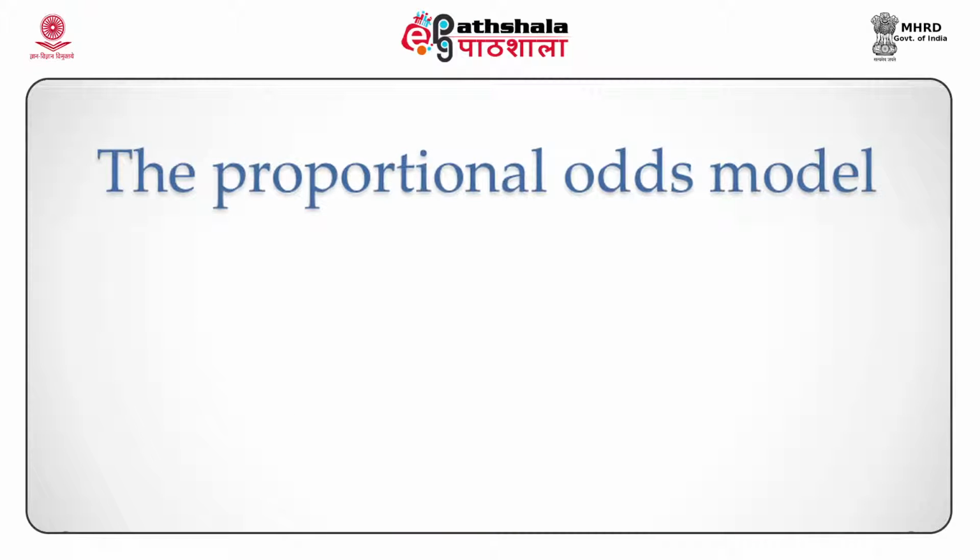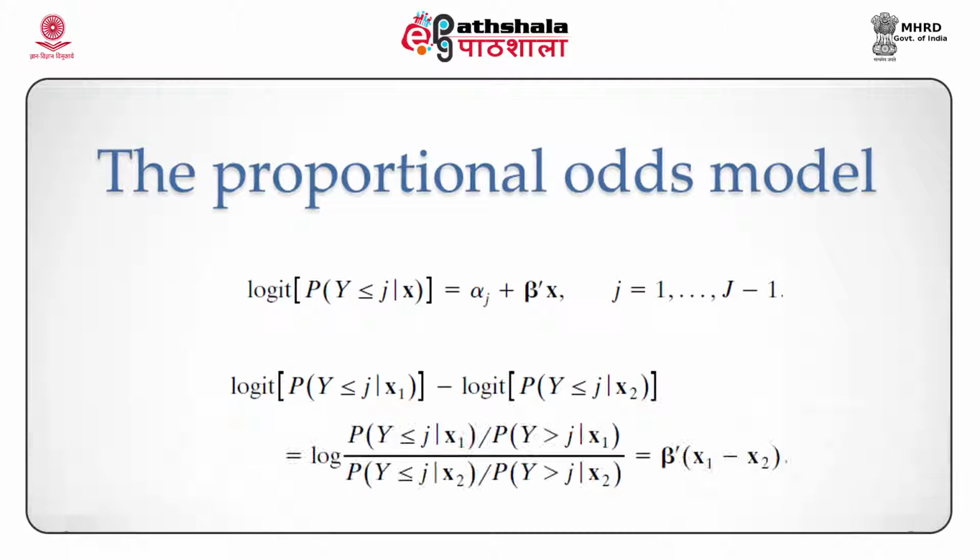As I said before, the proportional odds model name comes from the fact that if we take two values of the covariate x1 and x2 and find the corresponding cumulative log odds ratio, this turns out to be proportional to the difference x1 minus x2, and further this log odds ratio does not depend on the value of j.